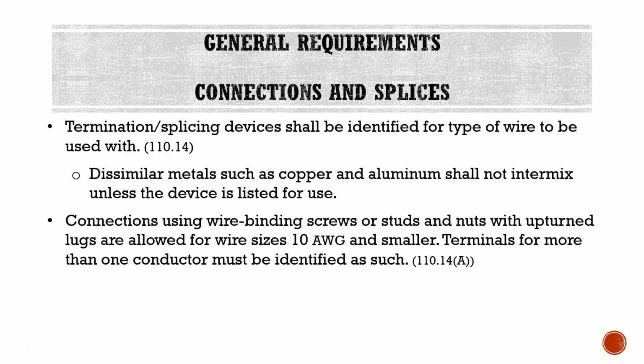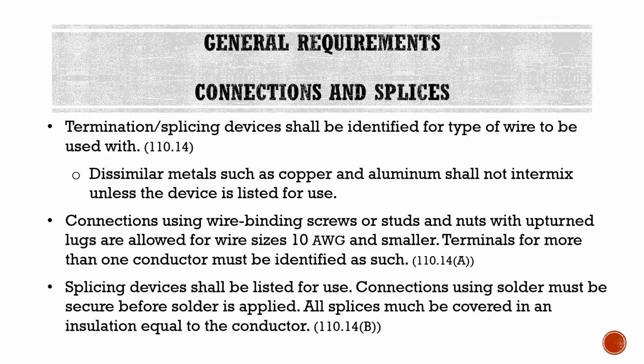We see a lot of times people like to take maybe a lug intended for a 250 kcmil conductor and put multiple number 6 conductors under that same lug, which would be illegal per 110.14(A) unless that lug is specifically labeled as being able to accept more than one conductor.